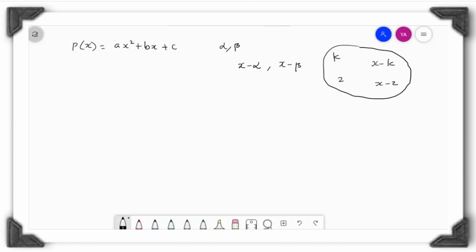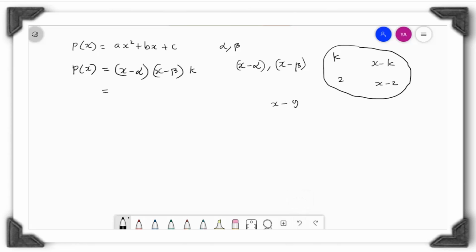Okay, so if you multiply the factors, the product will be a factor of p of x, and there can be some constant term also. So you can write p of x is equal to x minus alpha into x minus beta. There may be some constant term. You can say k or any other letter. Sometimes it may be 1 itself. So I simply denote it by k. Okay. So in the next step we expand this.